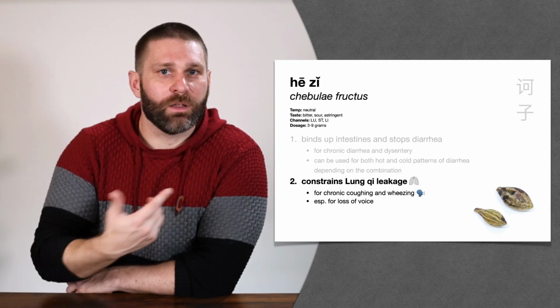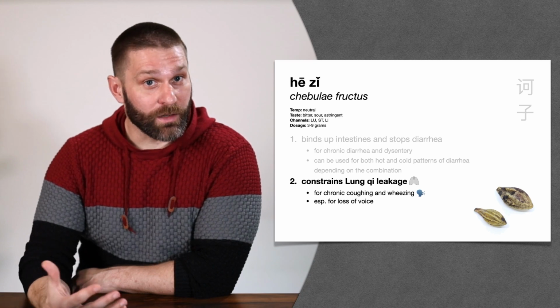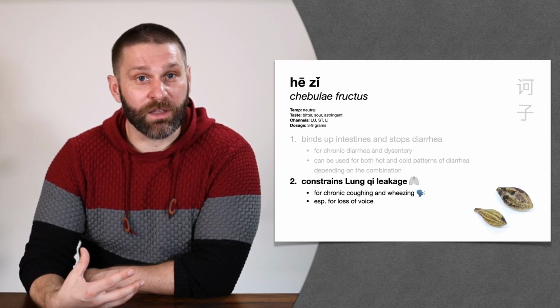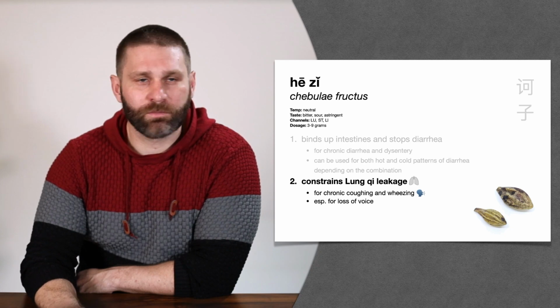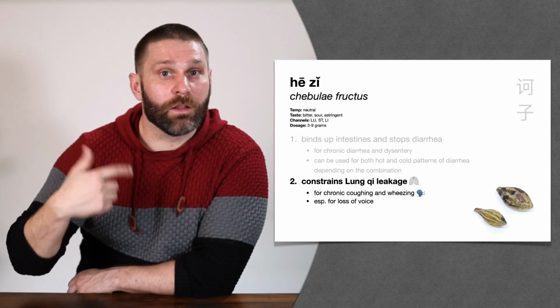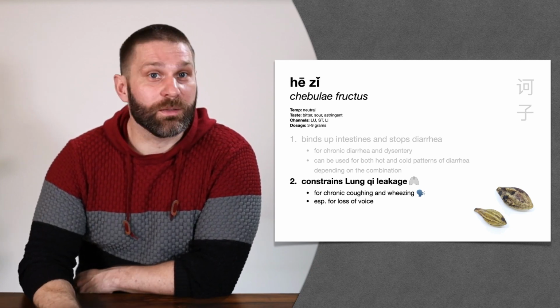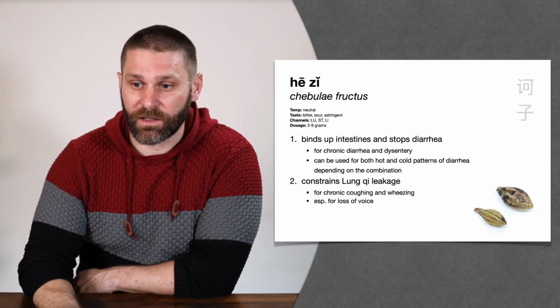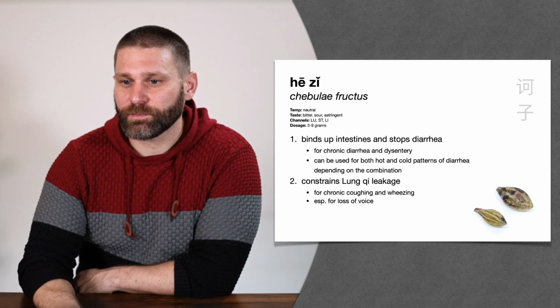But again, we saw the same thing with Wumei, that a lot of these herbs that bind up the intestines are also good for coughing and wheezing. Maybe you can think about a lung and large intestine connection. But I would say the main action of He Zi, think about binding the intestines to stop diarrhea.